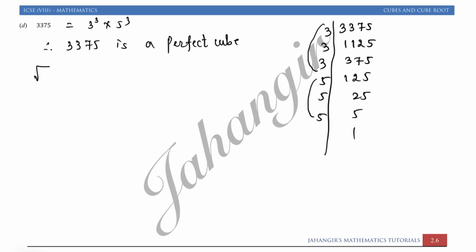So therefore cube root of 3375 is equal to cube root of 3 cube into 5 cube. So that will give you 3 into 5 which is 15. So as you see this is the cube of 15. Now next.